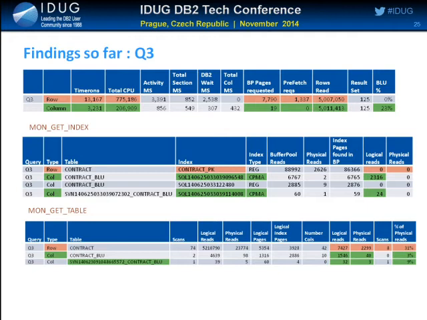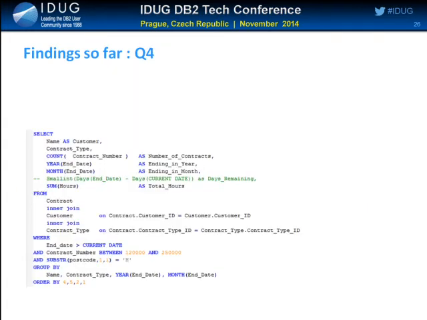The question is, what do you do if the results are not better for Blue? What if they're worse? So let's have a look at Q4. Now this is the one that I thought would actually be better. It's written with Blue in mind, really. It's another BI OLAP type query.